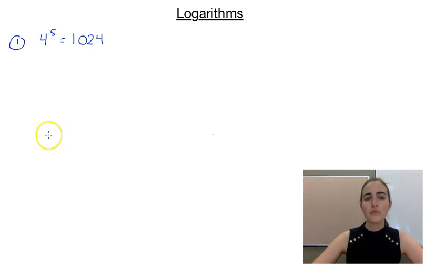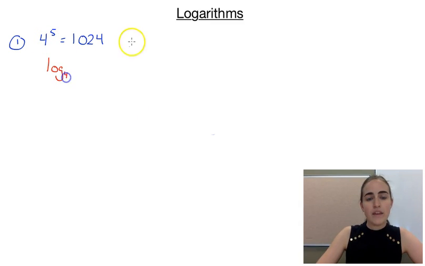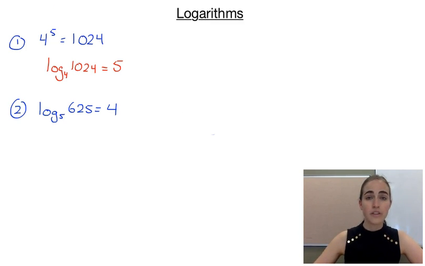Our first one, we've got written 4 to the power of 5 equals 1024. So that's written in index notation. If we want to write it in log notation, we would write log. Now this base is the base here. Our final answer is what comes next, so 1024, and that's going to be equal to 5 because 5 is the power up here.